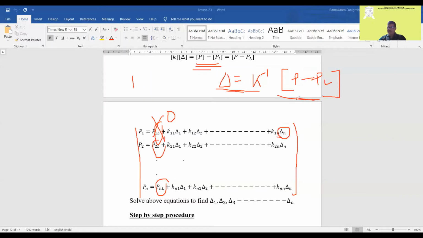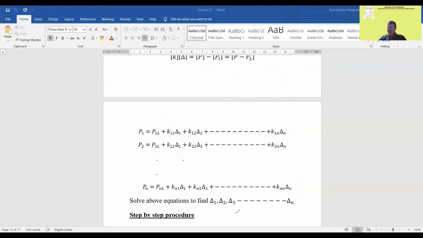As for the exam purpose, 2 by 2 is easy, but 3 by 3 will take more time. Up to 3 by 3 can be solved in exams. So now after finding delta 1, delta 2, delta 3, what can you find? Any reactions you can find in the beam. If you have a beam and the delta values are known, then you can find these reactions and the moments by using the equations. So once you find the delta, you can find the member forces and the forces in the joints.